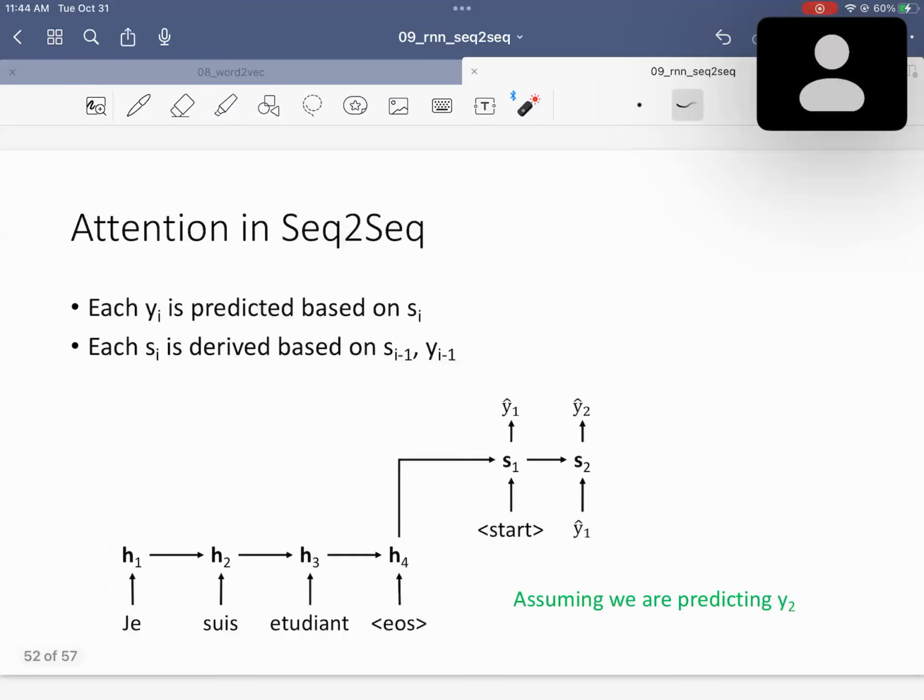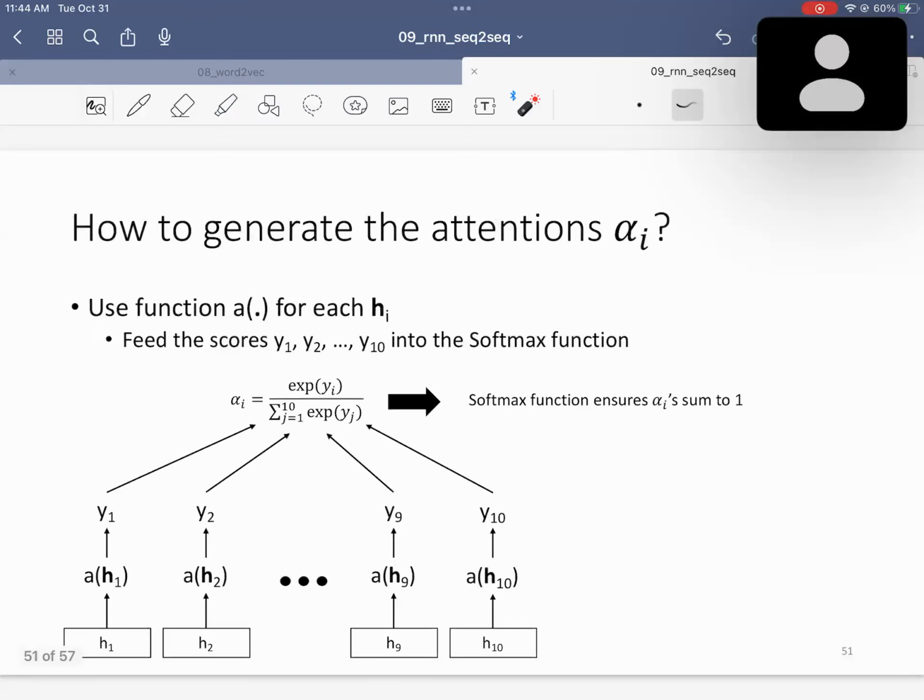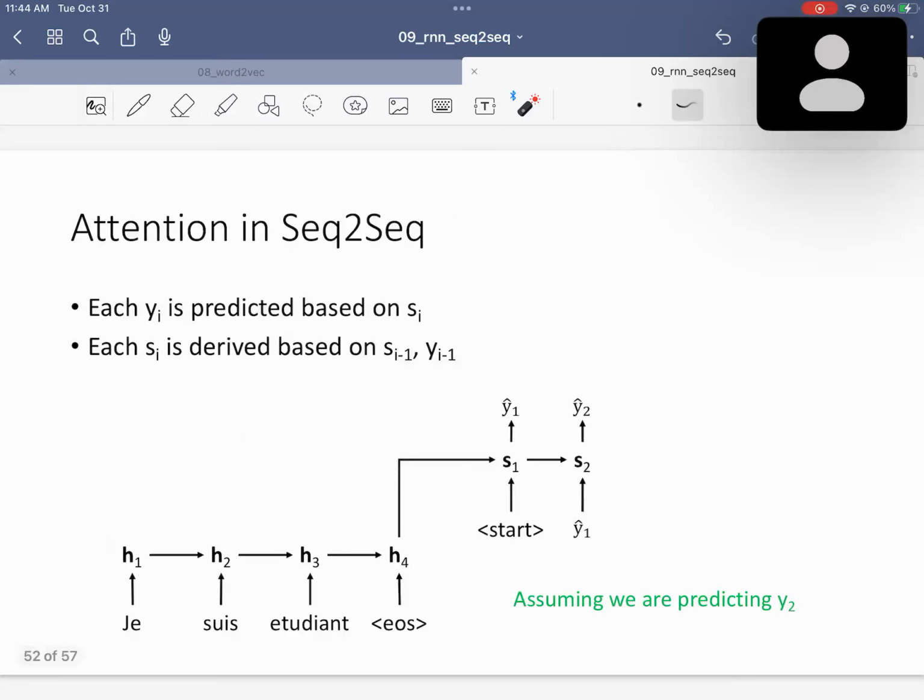As I said, the original attention paper was developed for translation purposes, but what we've seen so far was actually sentence-level, sequence-level prediction, not sequence to sequence. So let's see how attention is used in a sequence-to-sequence setting. We're doing the same French to English translation, and let's assume that right now we're predicting Y2. So we have Y1 in, and then we're trying to predict Y2.